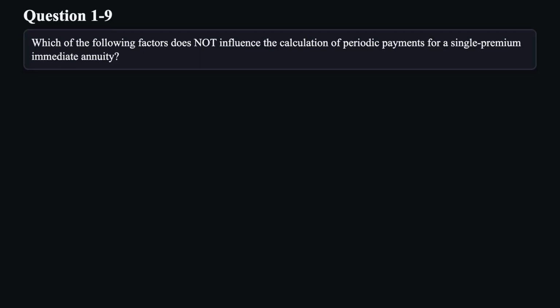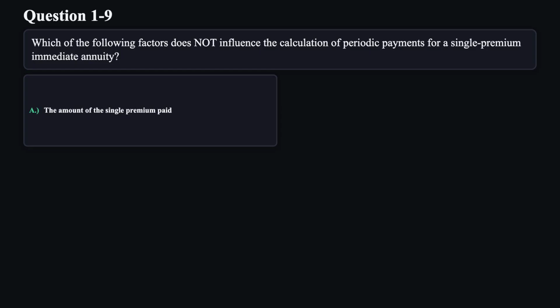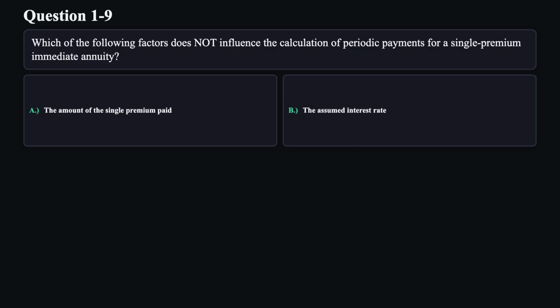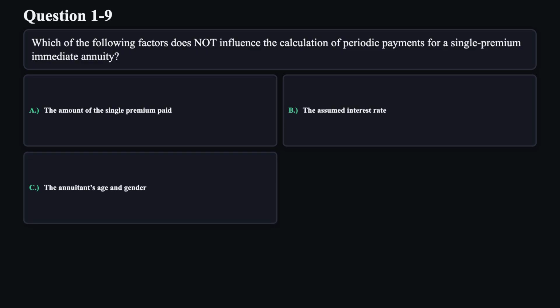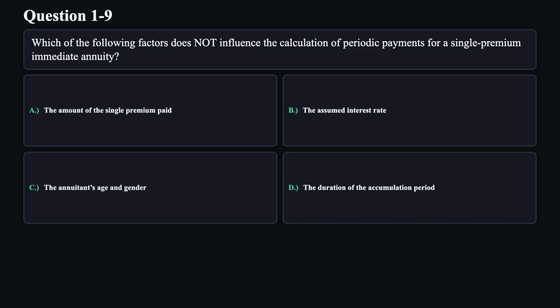Question 9. Which of the following factors does not influence the calculation of periodic payments for a single premium immediate annuity? A. The amount of the single premium paid. B. The assumed interest rate. C. The annuitant's age and gender. D. The duration of the accumulation period.